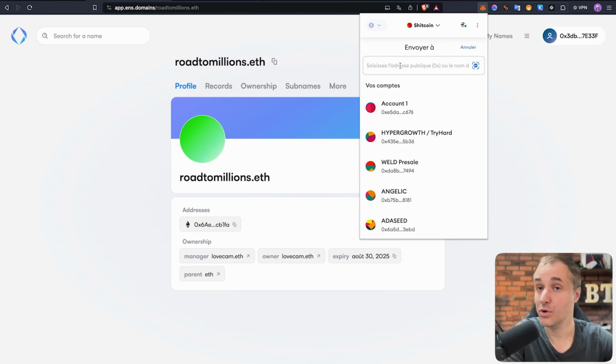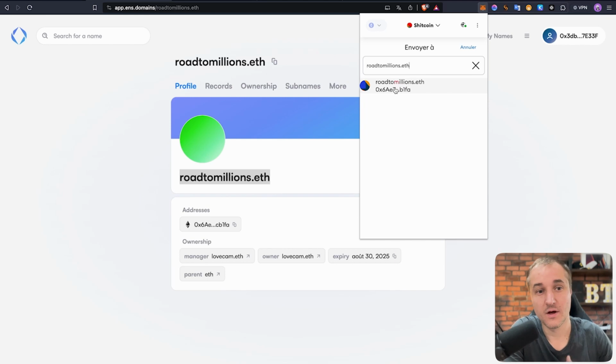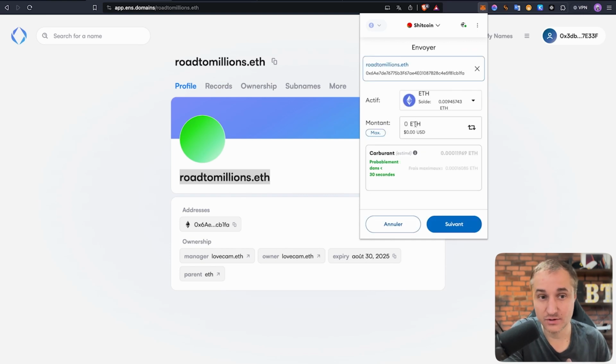For example, if I want to send money to the person who owns the domain name roadtomillions.ethereum, who is not me at the moment, well, quite simply, I will come here and check it on MetaMask. Let's see roadtomillions.ethereum. So you can see that its wallet appears directly. You can see that it's the same, so it really works. I click on it, I can send the amount of ether I want, and that's it. It's super easy and I don't need to put in a really complicated address, and it makes the task a lot easier, especially when you use this exchange mode a lot with a lot of friends or other people.